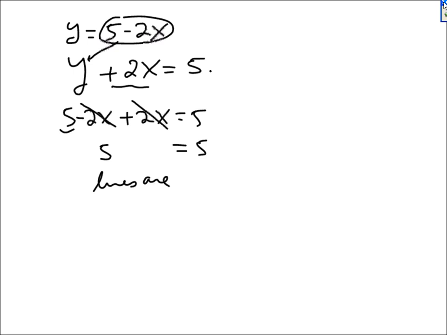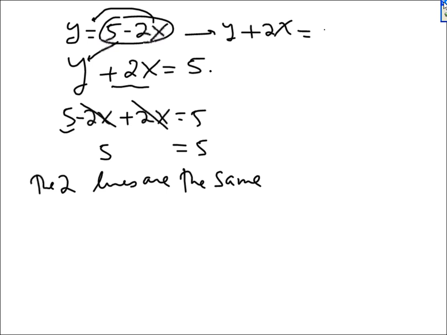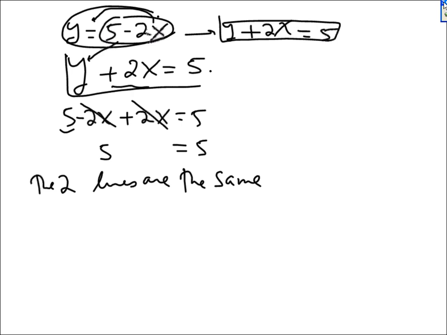The two lines are the same. After all, in the first equation, if you bring the negative 2x to the other side, the y would stay on the other side, but the negative 2x will become plus 2x equals 5. This is exactly the same as the first equation. And you know what? It's the same as the second equation. They're the same two lines.